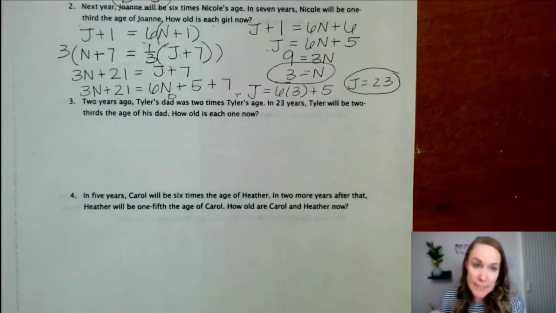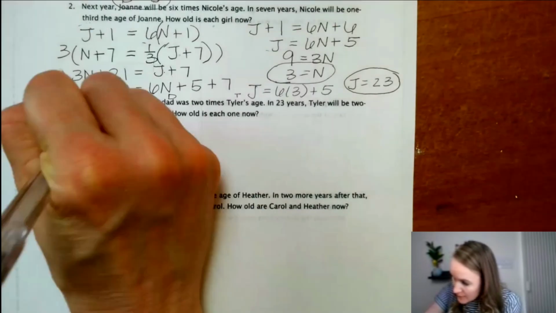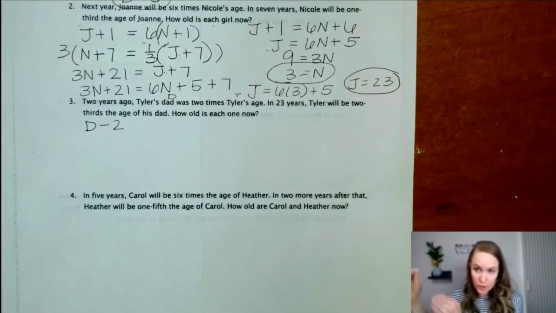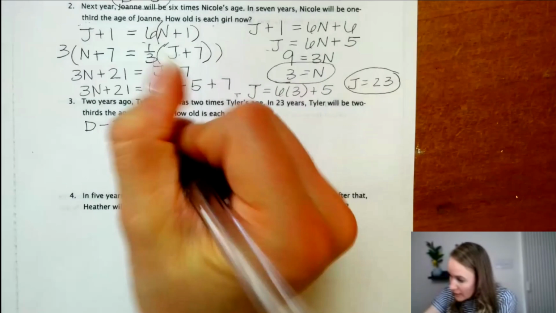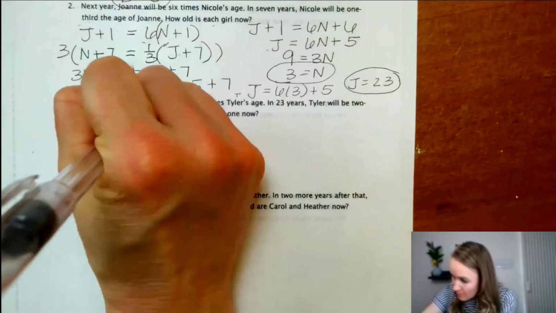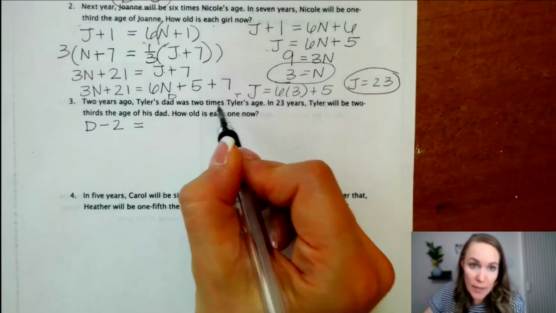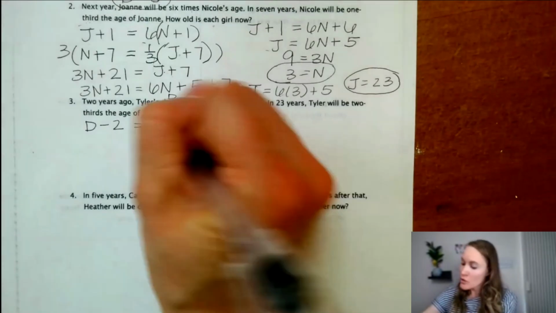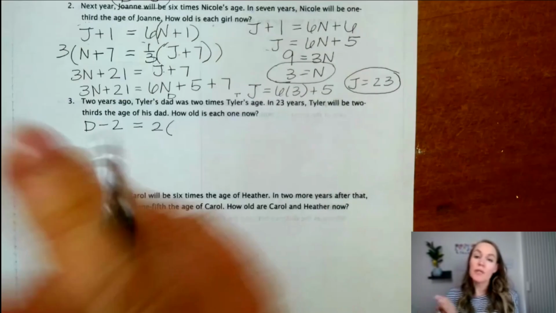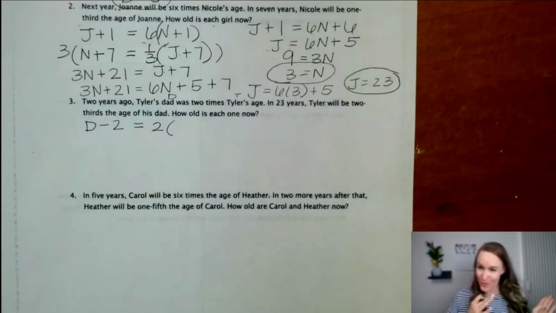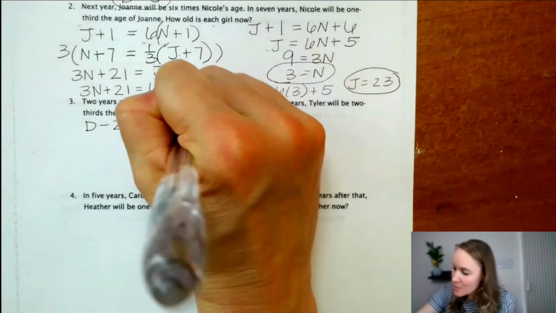Okay, so dad minus 2, right? 2 years ago, dad was, that means equals, is 2 times Tyler's age. So 2 times, but not Tyler now, Tyler 2 years ago. So T minus 2.